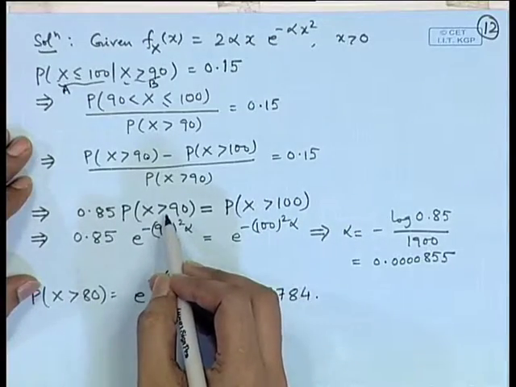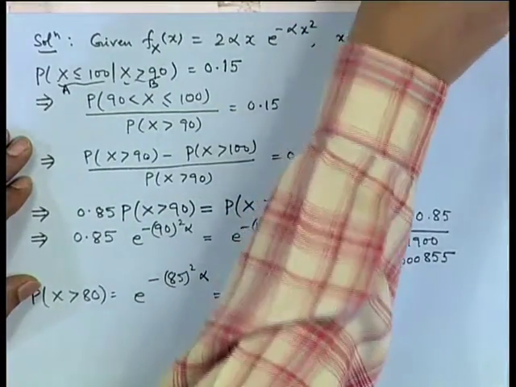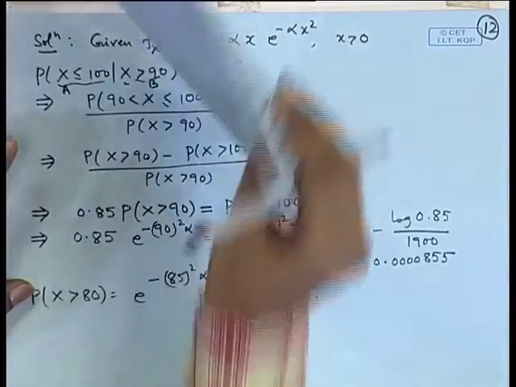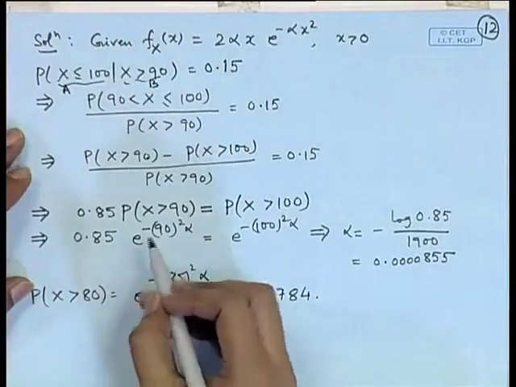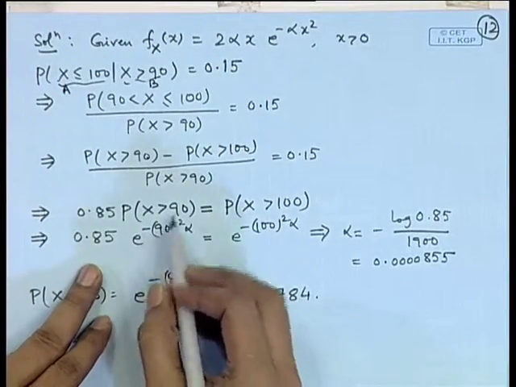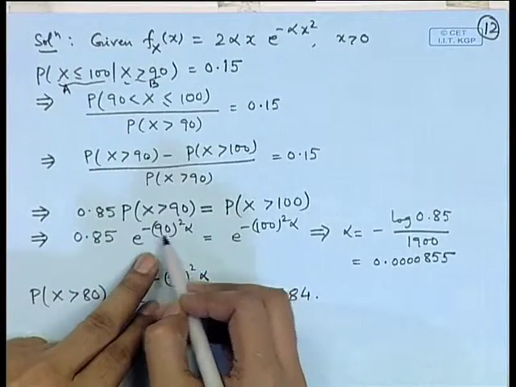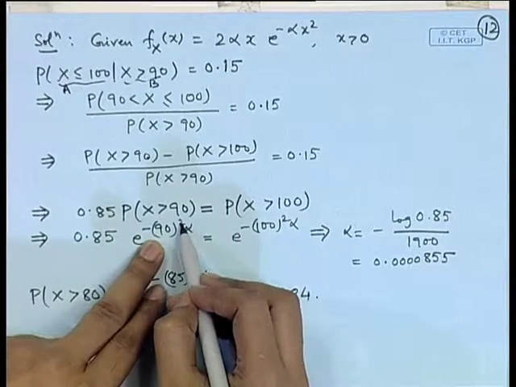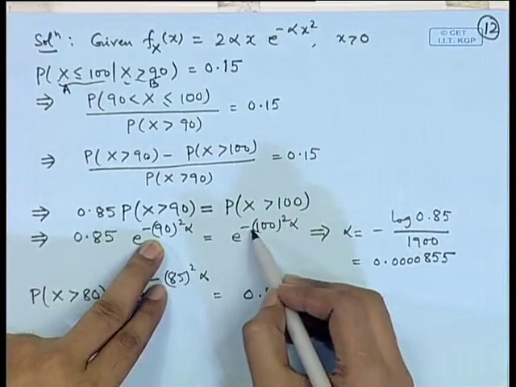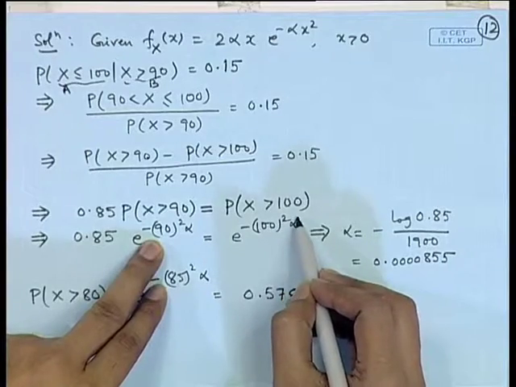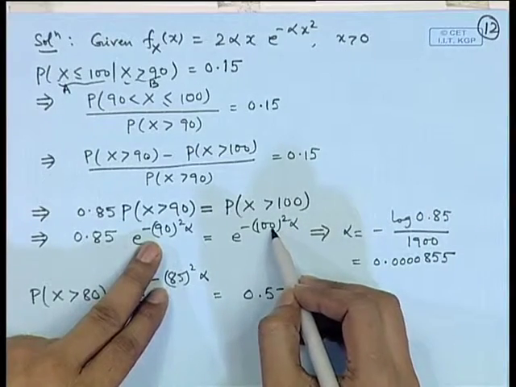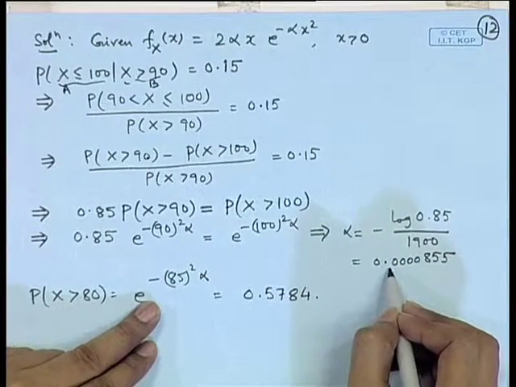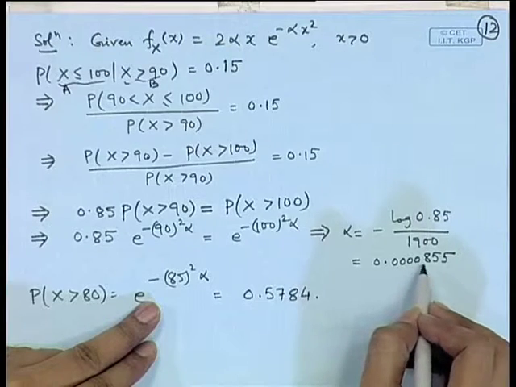Substitute the values of the reliability function of the Weibull distribution as e to the power minus alpha t to the power beta. So, if we use this, then the reliability here at x greater than 90 is e to the power minus alpha t to the power beta. So, beta is equal to 2 here and here it is e to the power minus 100 square alpha, that is t is equal to 100. So, now after certain simplification, this value of alpha turns out to be quite small, 0.000855.